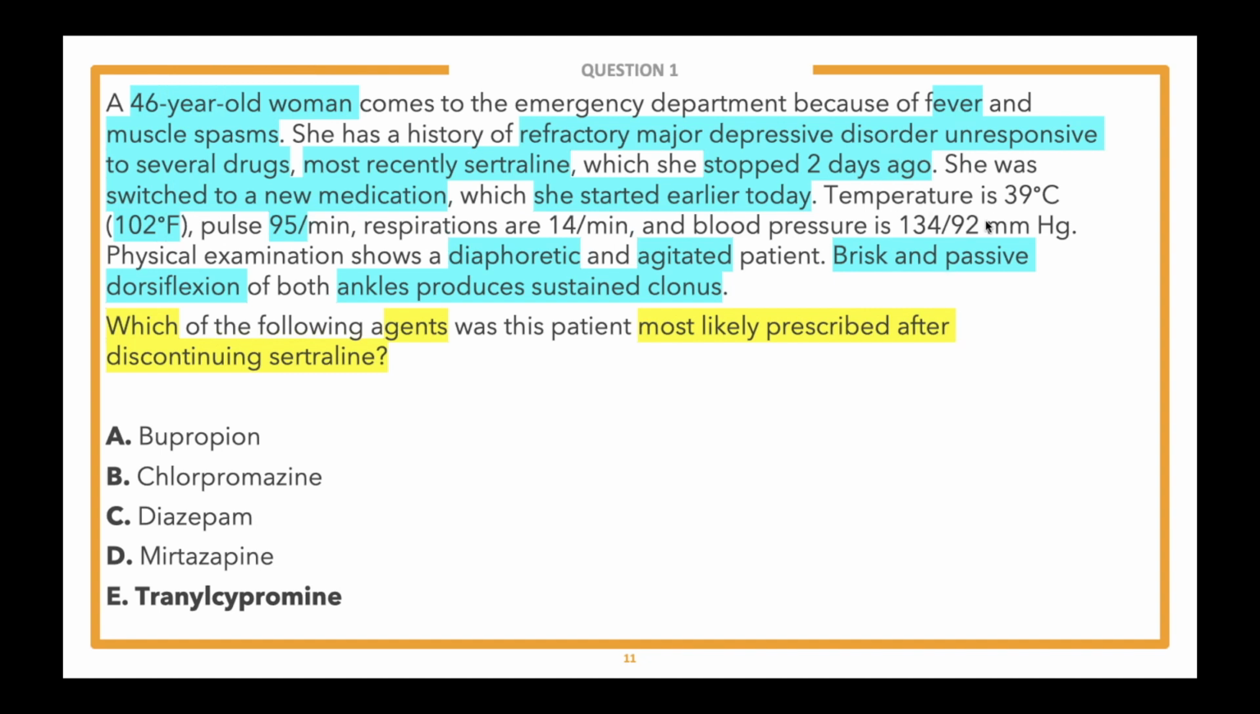And lastly, answer choice A, bupropion. That is also an antidepressant, and that works by blocking the norepinephrine and dopamine transporters, not serotonin, so unlikely to cause serotonin syndrome as well. So hopefully you're able to understand what this patient had, serotonin syndrome, and why answer choice E was the best answer here.